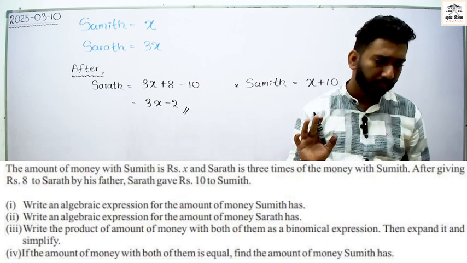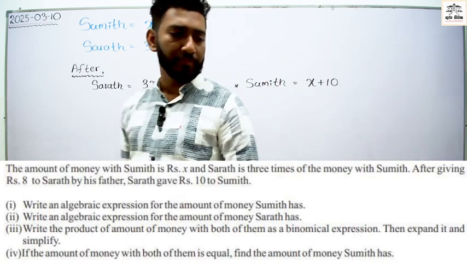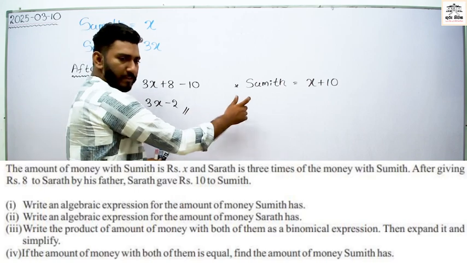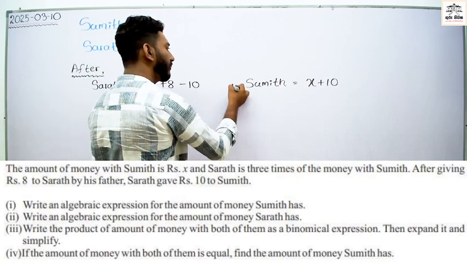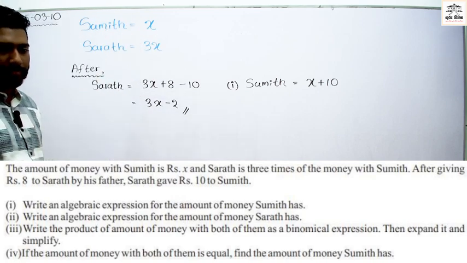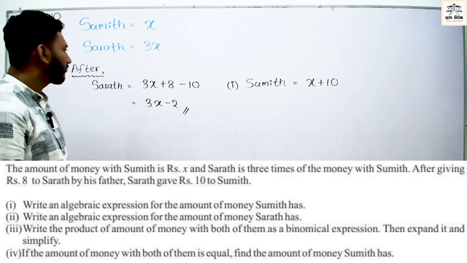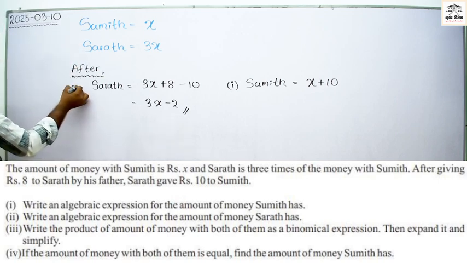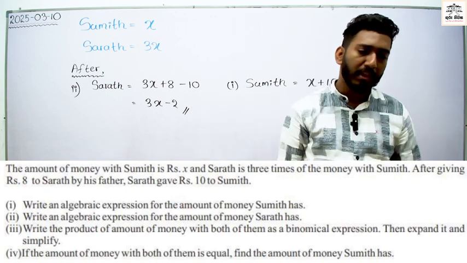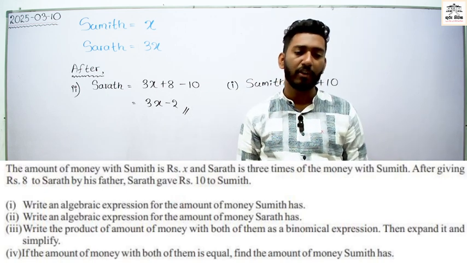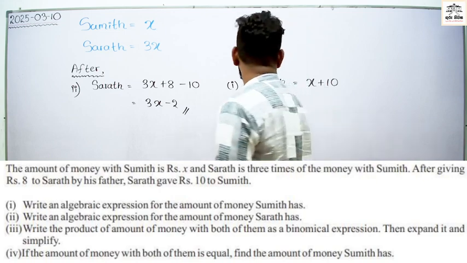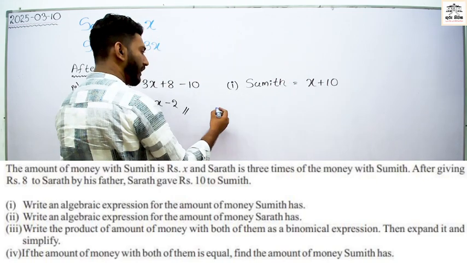So කොතනද කතාව? Write an algebraic expression for the amount of money Sumit has. හරි. අපි ලියලා ඉවරයි. නේද? Sumit. Therefore, this is the answer for Roman number 1. Write an algebraic expression for the amount of money Sarat has. This is question number 2, answer for question number 2. And write the product of the amount of money with both of them as a binomial expression, then expand and simplify. මෙන්න මේ කියන වැඩි. Roman number 3.